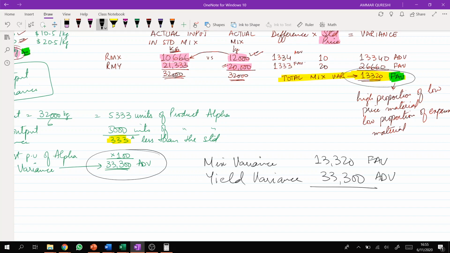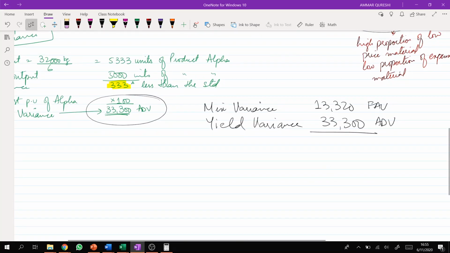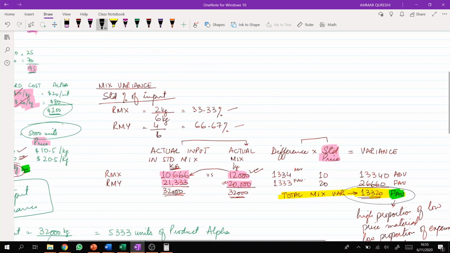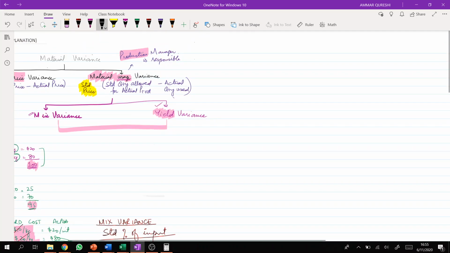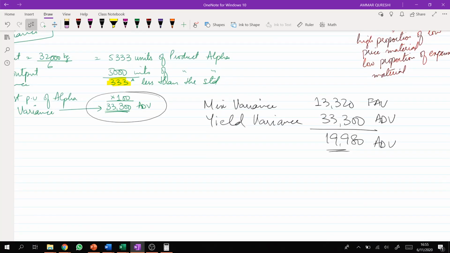So this means the company's overall variance will be 13,320 favorable minus 33,300 adverse. That makes around 19,980 adverse. And what is this representing? See, initially I said that material mix variance and yield variance are sub-variances of usage variance, right? So if you add these two variances, you will get material usage variance.